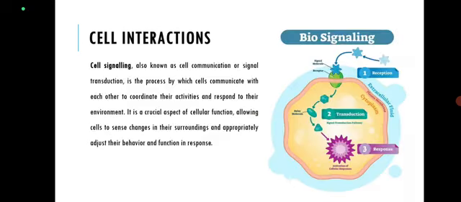Okay. So we'll just discuss what is meant by cell interactions. Cell signaling, also known as cell communication or signal transduction, is a process by which cells communicate with each other to coordinate their activities and respond to their environment. It is also called biosignaling, cell communication. It is a kind of communication between the cells.